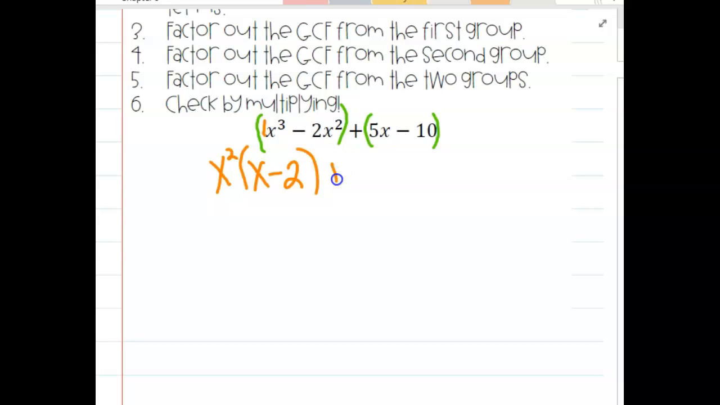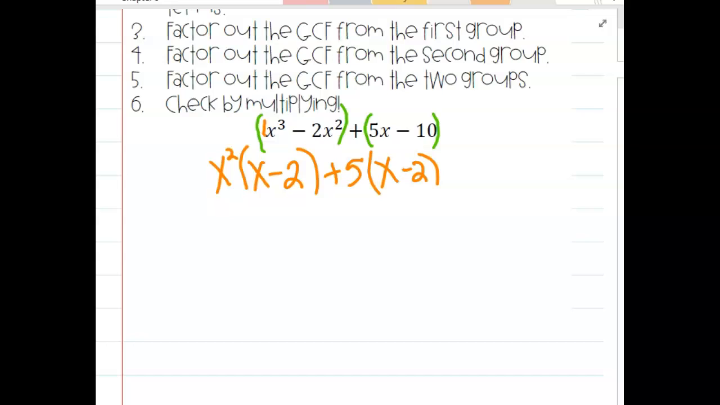Okay? You're going to drop down that middle sign, and then you're going to do the same thing with the second group. Now, 5x and 10. What do 5x and 10 have in common? A 5. So we're going to factor out a 5. So you're going to write the 5 down. You're going to open a set of parentheses. When you factor out a 5, you're dividing each of those by 5. So 5x divided by 5, you're just left with x. Negative 10 divided by 5, you get a minus 2.